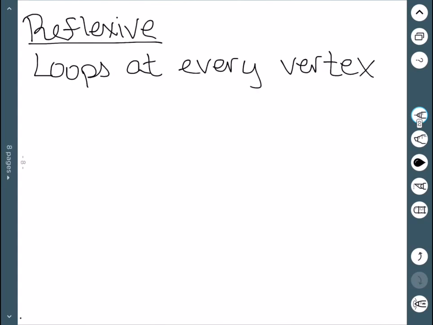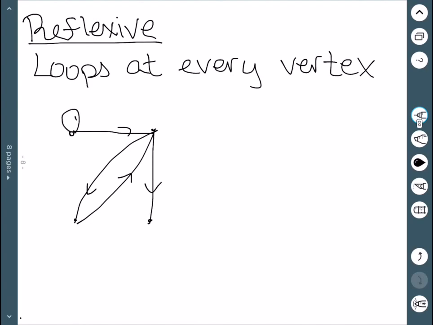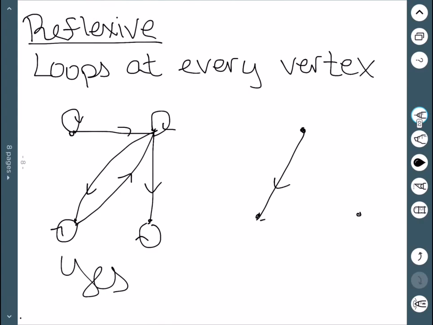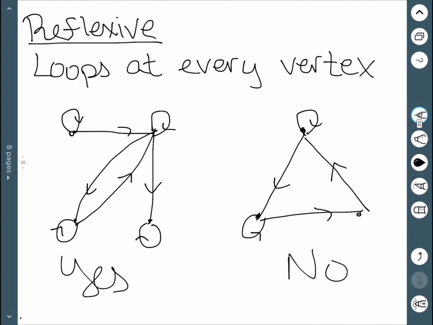Looking at a digraph, we can determine if it's reflexive by seeing if there is a loop at every vertex. The other edges don't matter. They can look whatever we need them to. As long as we have a loop at every vertex, these represent the points 1, 1, 2, 2, 3, 3, etc. So this one is reflexive. However, if I have one that's missing one or more of my loops, it would not be reflexive.